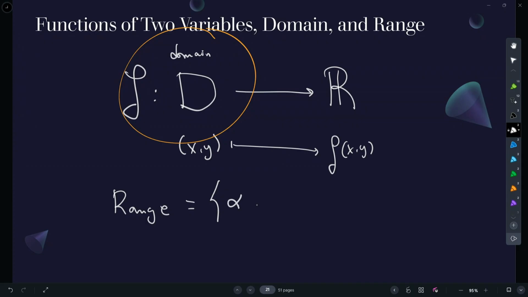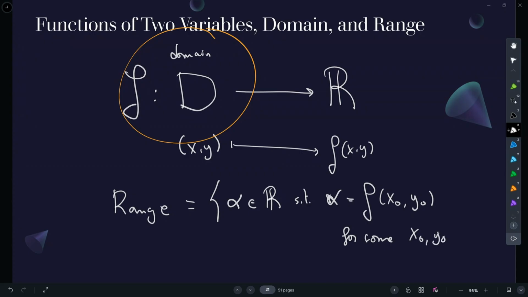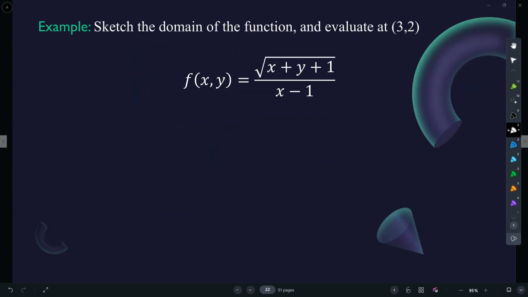what's a good number? Alpha, real numbers, such that alpha is equal to some value of the function for some actual numbers x0 and y0 that are in the domain. If the value is not in the domain, that is not in the range. Let's see some examples of how this works in practice.